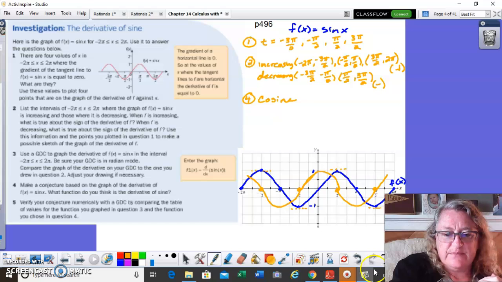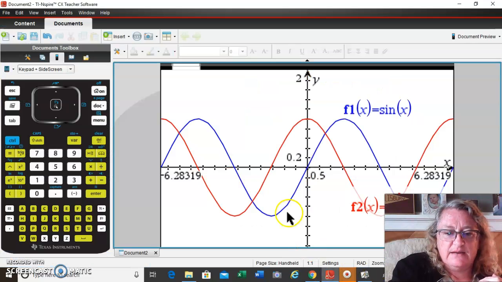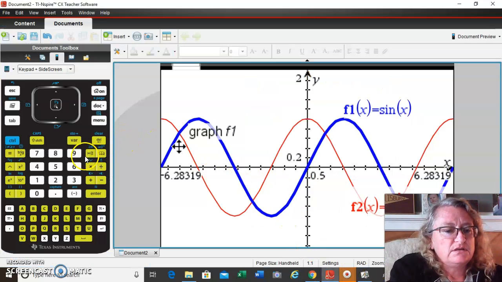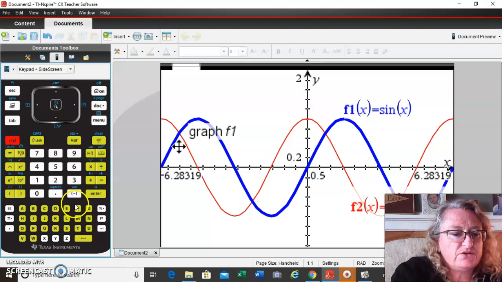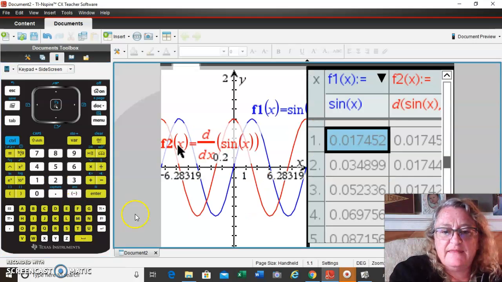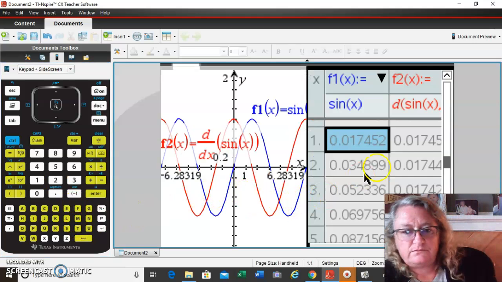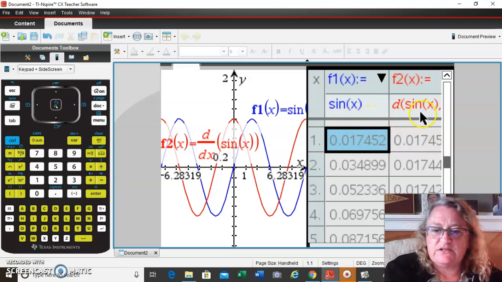So I'm going to go back to my TI Nspire here, and I'm going to look at my table. So I want to hit Control. I don't know if I can do it on my keyboard or not, but I can do it up here. Control T. And there's my table. Okay, and there's my sine, and there's my derivative of sine, right? So wow. Oh, because they're just growing. I gotcha.